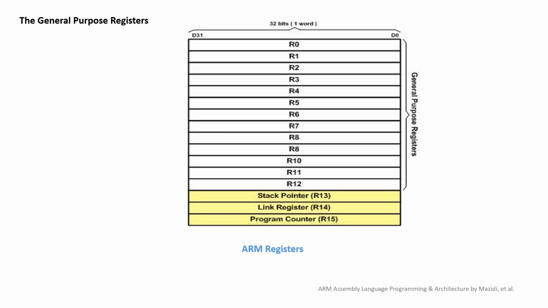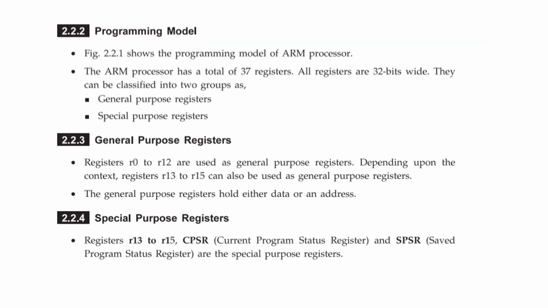And the program counter is used to store the address where the next instruction is there to be executed. It does not hold the next instruction to be executed, it holds the address where the next instruction is. Okay, please be very clear about this. So the programming model, let's see how it is.